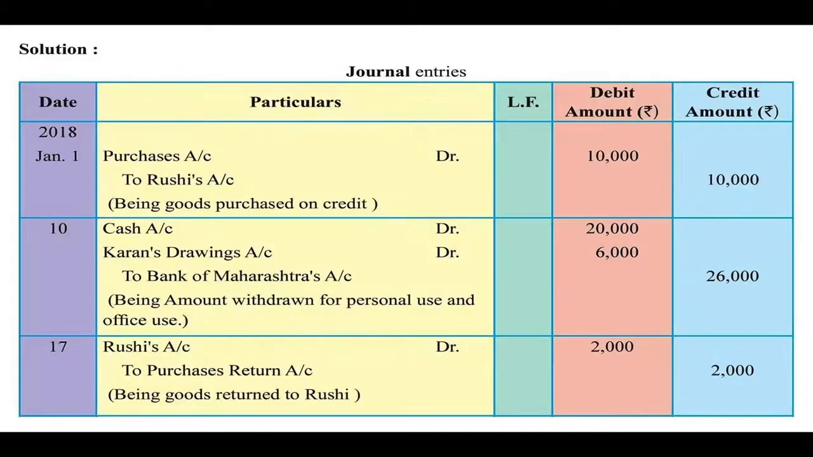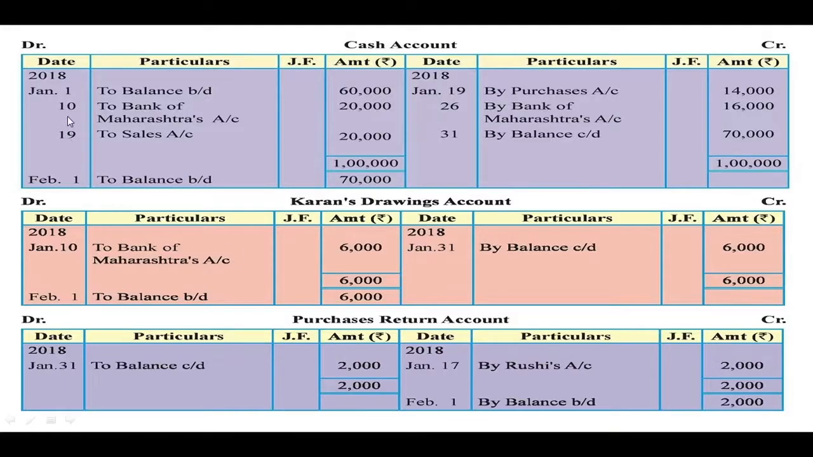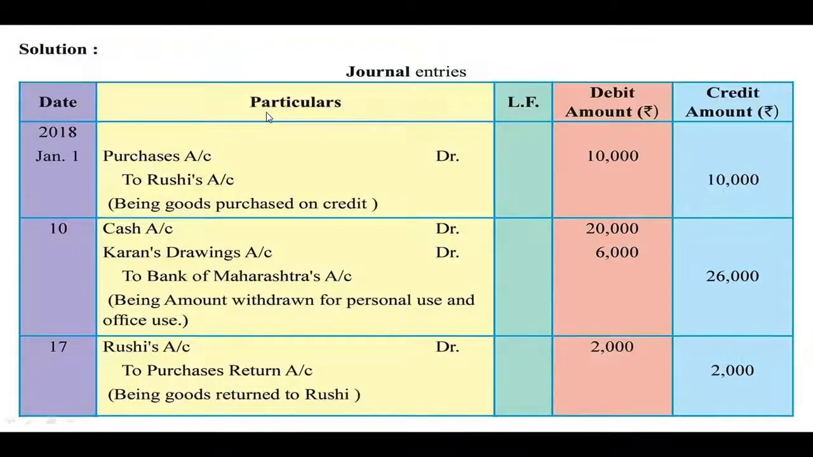journal entries which are given here, and we have to find out in which journal entry cash account is involved. In the second journal entry cash account is debited for 20,000 and the opposite account is Bank of Maharashtra account, which is credited. So this will be recorded on the debit side of the cash account, and the amount should be rupees 20,000, which is written for cash. So you can see here in the cash account 10th January to Bank of Maharashtra account 20,000 is written on the debit side. Then we have to go through other journal entries.